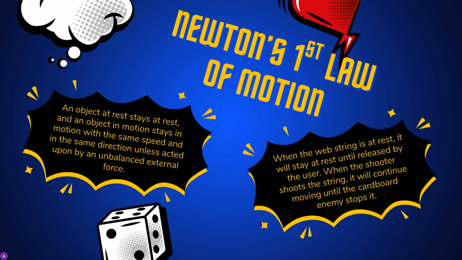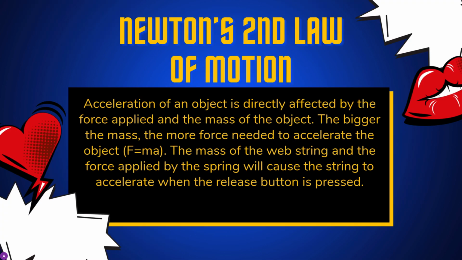And to model this, in our carnival game, we have a web shooter. When the web string is at rest, it will stay at rest until an unbalanced force reacts with it, and that unbalanced force can be observed with the compression of the spring and the piece that blocks the spring from shooting the projectile outwards. When that piece is brought down, the projectile moves. And likewise, when the projectile is in motion, it wants to stay in motion, but it hits an obstacle which causes it to stop.